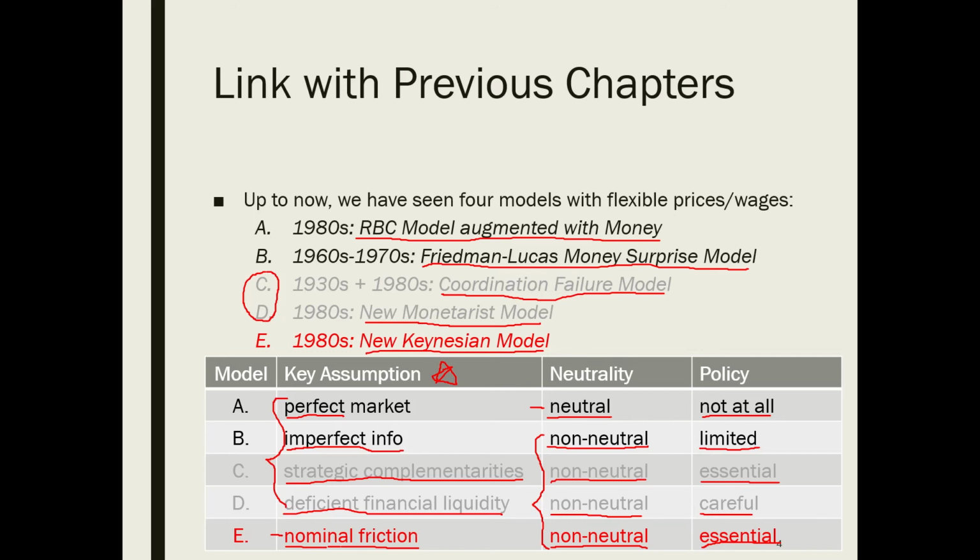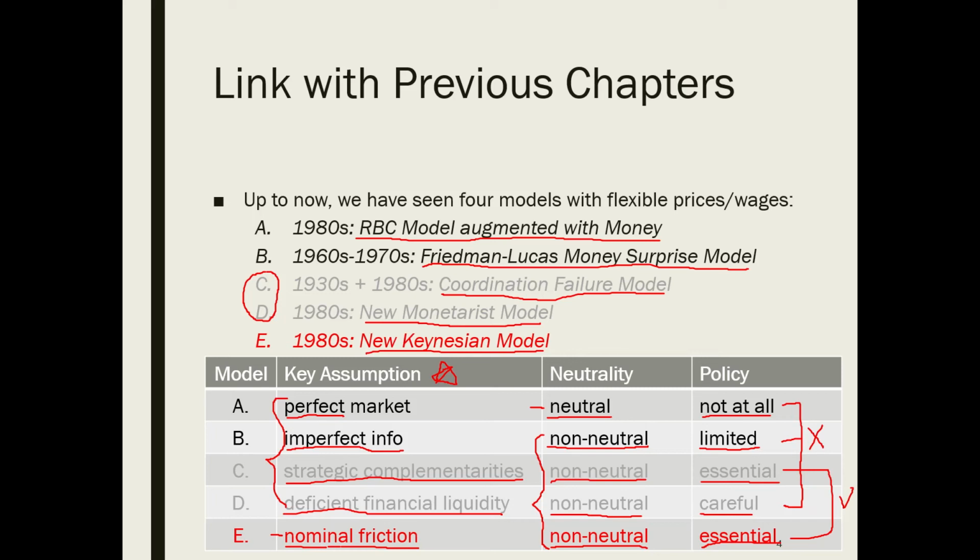And in terms of the policy implication, Model A, B, and D do not think the government should intervene in the market with monetary policy, but Model C and E argue for an essential role of monetary policy in stabilizing the economy. And both models, the coordination failure model and the new Keynesian model, have a root in Keynes in the 1930s.